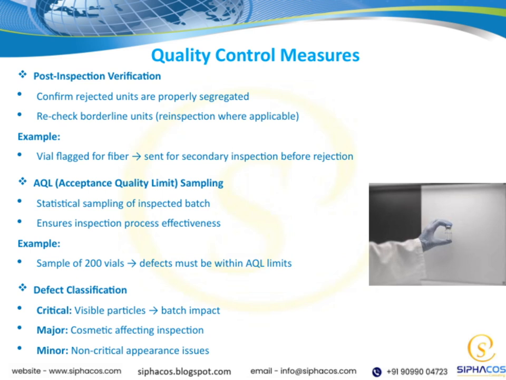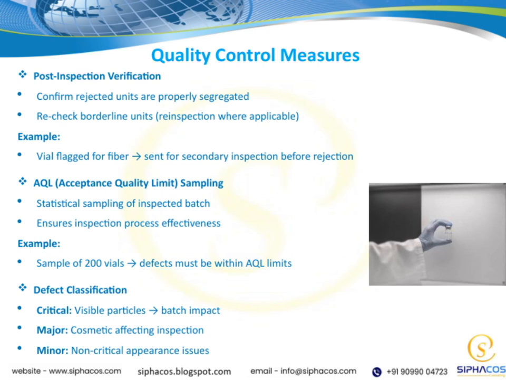the acceptance criteria. For example, if a vial is flagged for fiber, it should be sent for a secondary inspection before making the final rejection decision. This extra step helps us avoid unnecessary rejections and ensures accuracy.